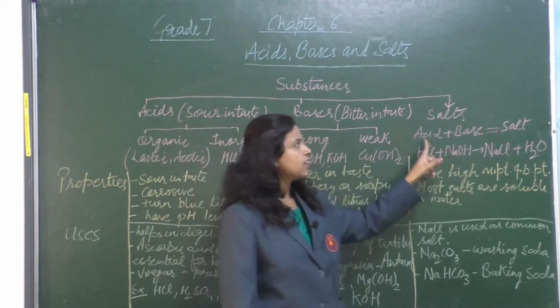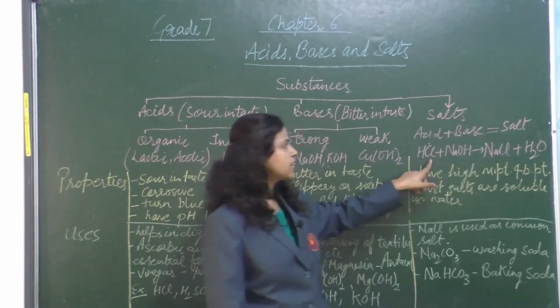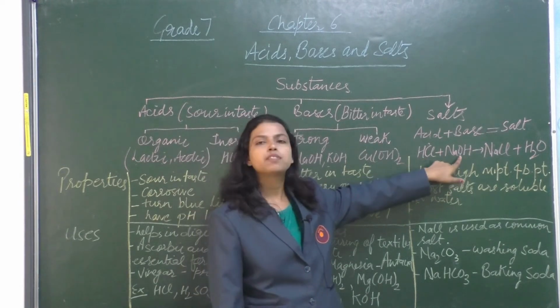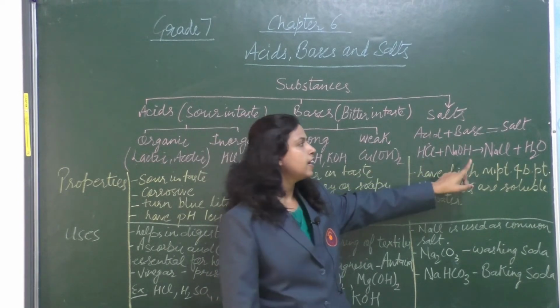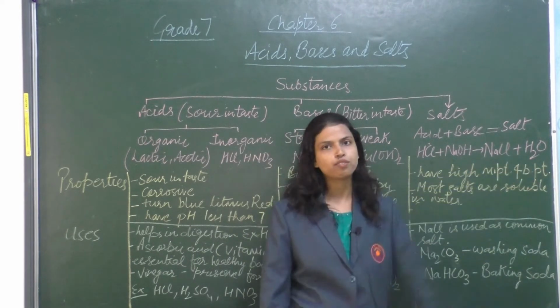Then salts: when acid and base react together, they make a salt. For example, HCl, that is hydrochloric acid, when it reacts with the base sodium hydroxide, it makes a salt which is sodium chloride, and water is also formed.